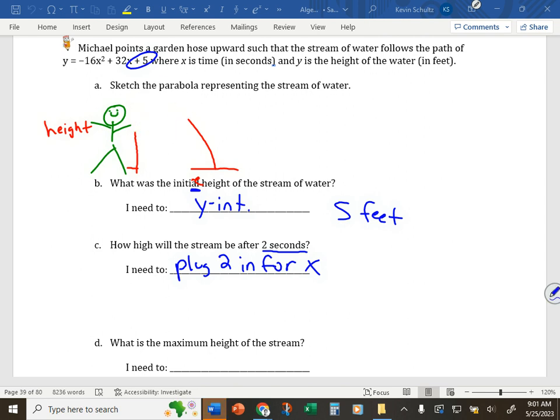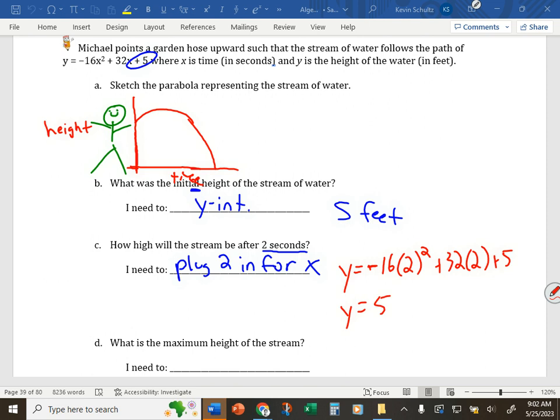Erase. Okay, so what do we have? We have the time, right? So our equation: y equals negative 16 times 2 squared plus 32 times 2 plus 5. What do we get? 5. Anyone not get 5? Okay, wait, let me write the equation down.